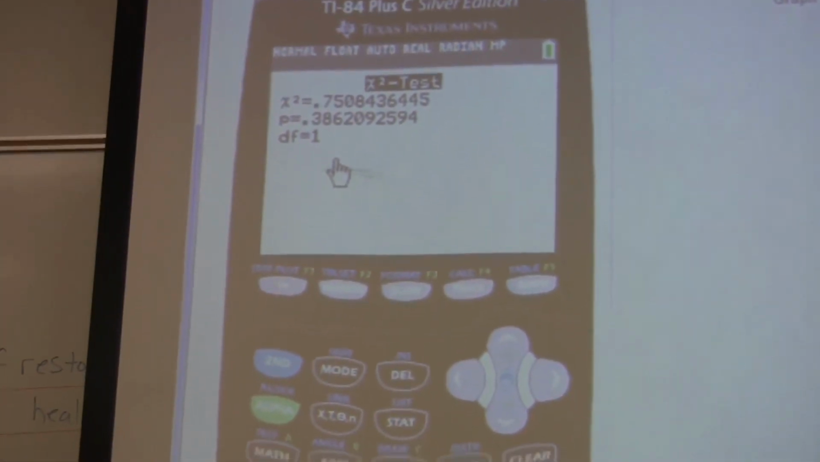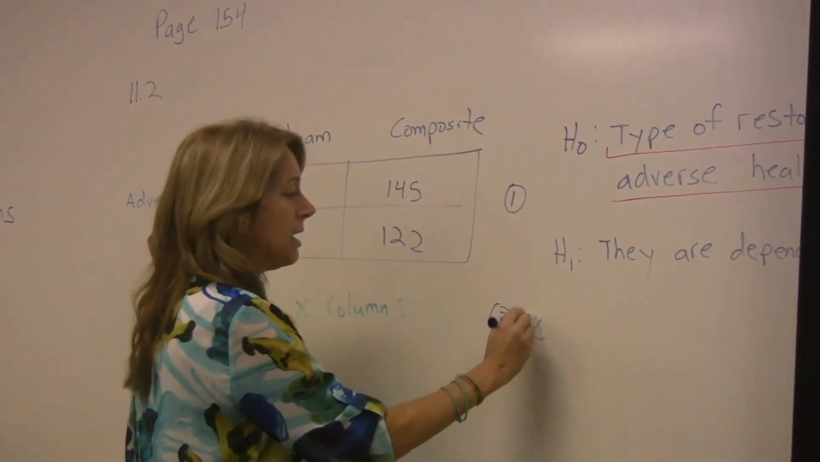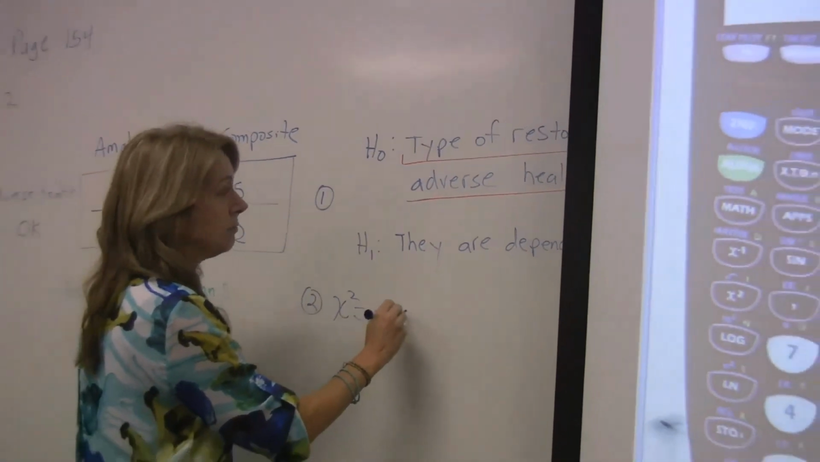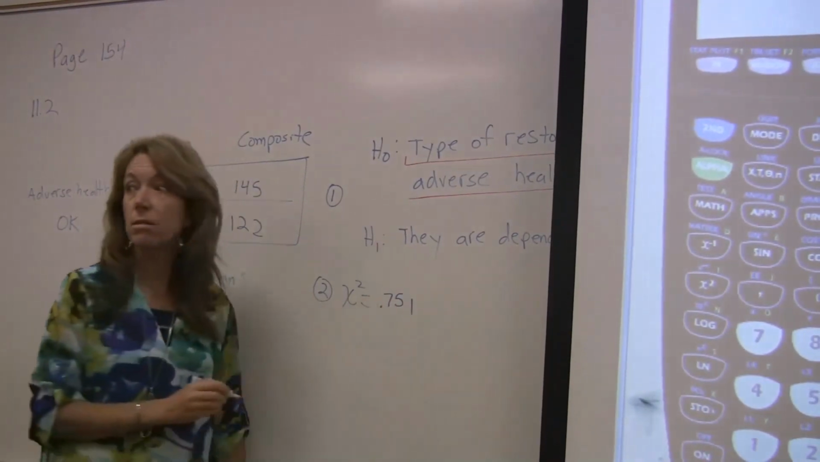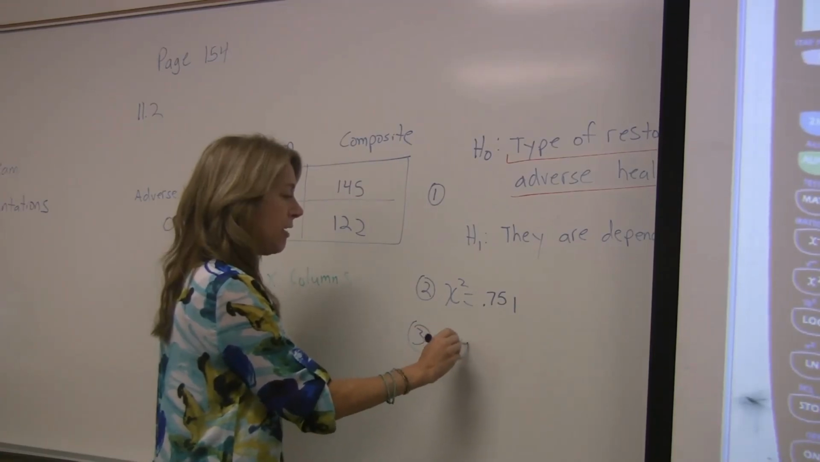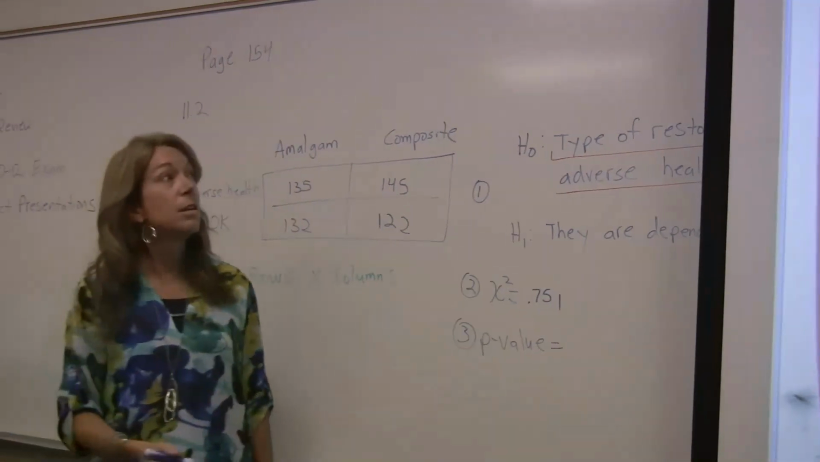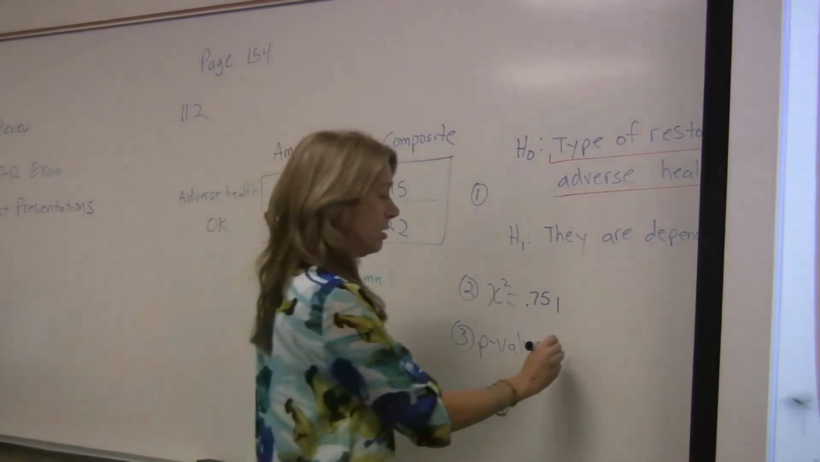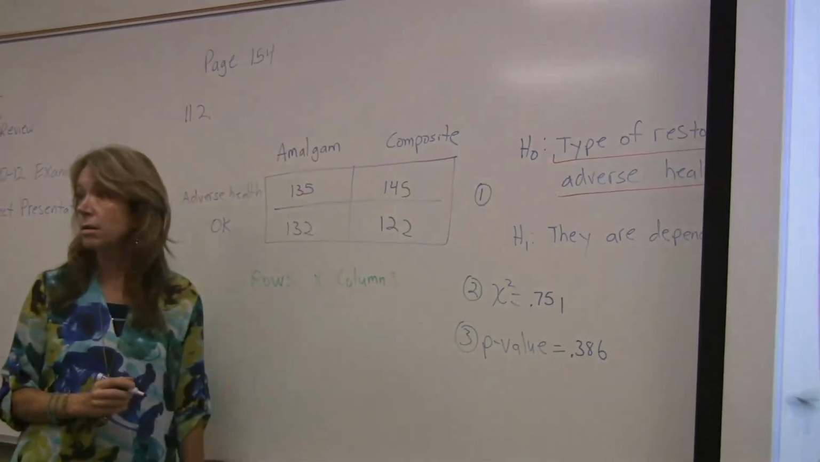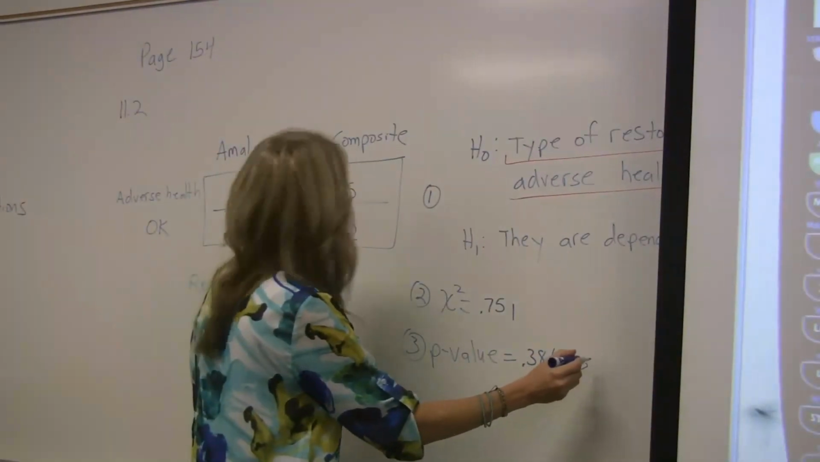So for this particular problem, we wrote our claims. Step 2 is to get the test statistic, which is 0.751 if I round to 3 decimal places. Step 3 is to get the p-value or the critical value, but guess which one's easy in this case? P-value, we all have it in front of us. 0.386. Bigger than alpha. So we fail to reject. So we failed to reject H0.